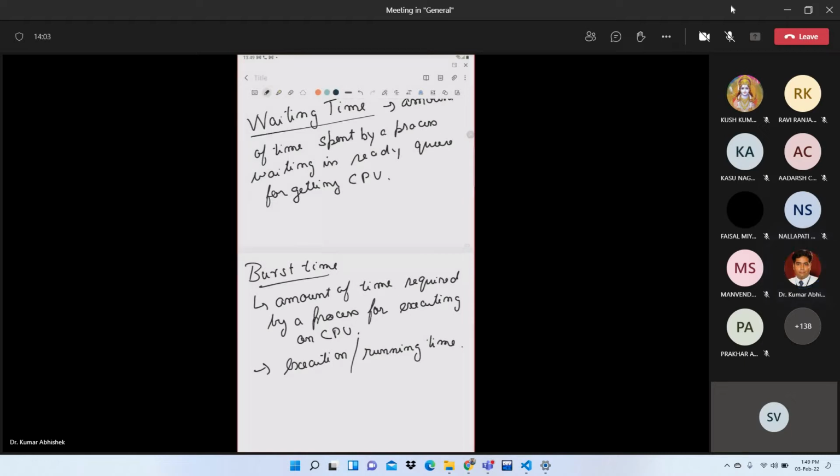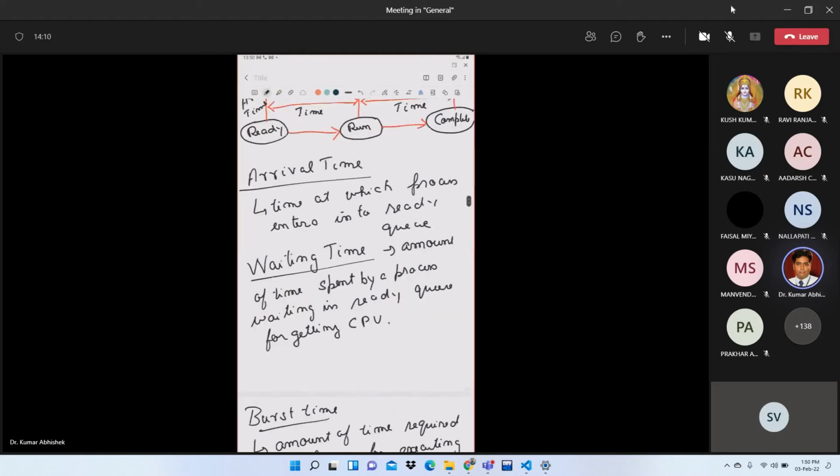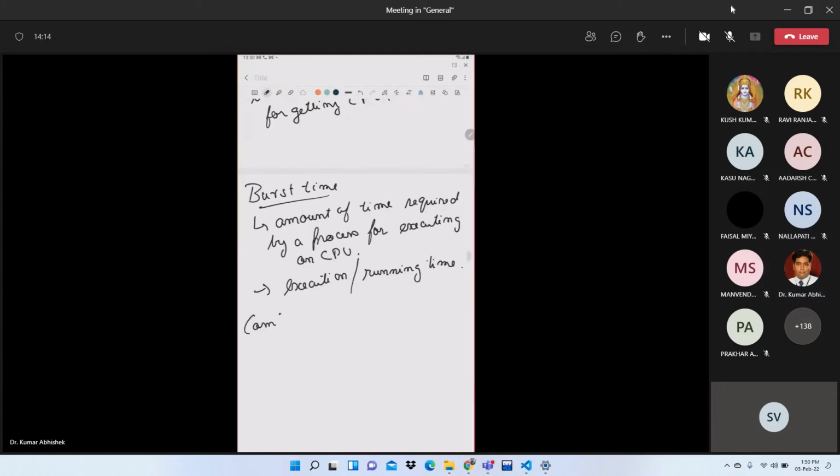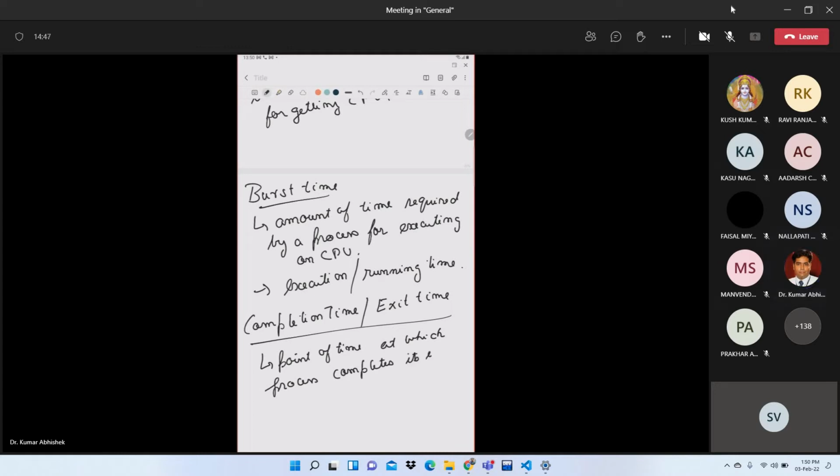Okay, fine. So now we have completion time or exit time. This is the point of time at which a process completes its execution on CPU.